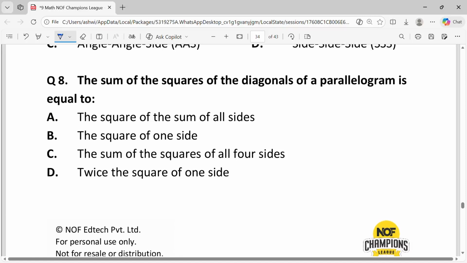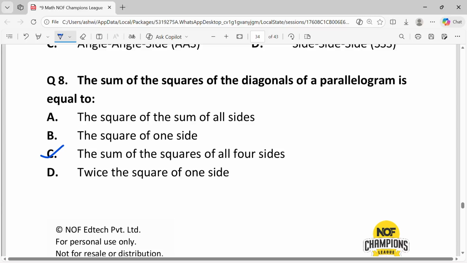Question 8. The sum of the squares of the diagonals of a parallelogram is equal to C. The sum of the squares of all four sides. This is a well-known theorem in geometry, often referred to as the parallelogram or Apollonius theorem applied to a parallelogram.